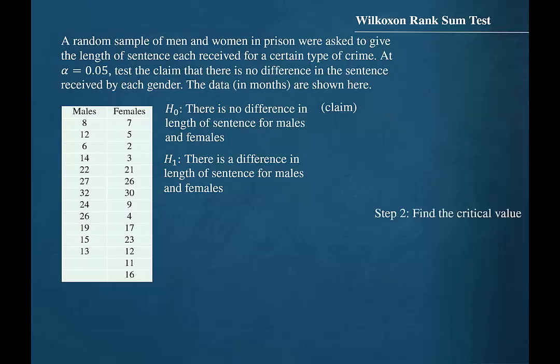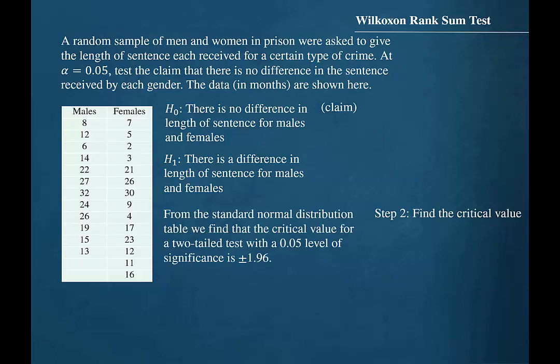Step 2 is to find the critical value. We should use the standard normal distribution table to find the critical value for a two-tailed test with a 0.05 level of significance. This value is plus or minus 1.96.